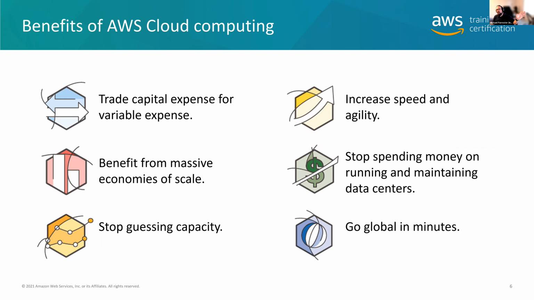And then speed and agility are good because you don't have to worry about hardware boundaries. So you're not running cables under the floor. You're not dealing with any of the procurement stuff because AWS is. Stop spending money on data centers. I think we kind of covered that already. And then going global in minutes.